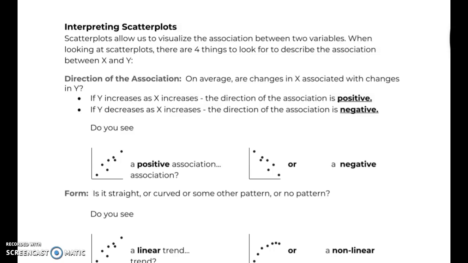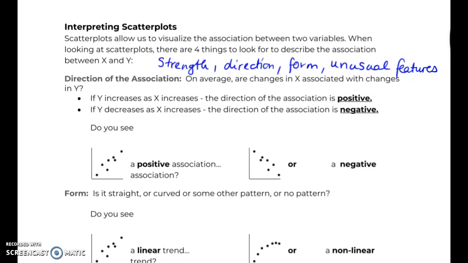When interpreting the linear relationship between two variables, we really look at four things. First, we look at the strength, we look at the direction, we look at the form, and then we're looking at unusual features, all within the context of our data. So let's dig in a little deeper over here.